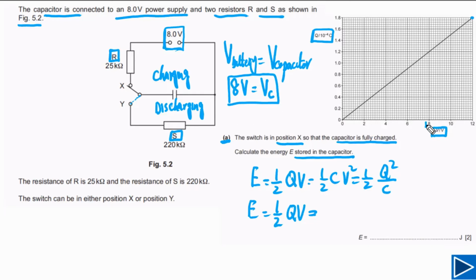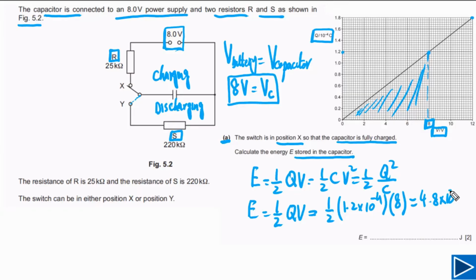In this graph, you can see this is the 8, and this is the value of potential difference across the capacitor when it is fully charged. So we have the value of V and the value of Q is 1.2. So simply you just need to calculate the area under this line. Now we can plug in values. We have 1/2, and the value of Q is 1.2 times 10 to the negative 4, and we multiply by the value of V, that is 8 volts. So our final answer in this case will be 4.8 times 10 to the negative 4 joules to 2 SF. This is our final answer for E.